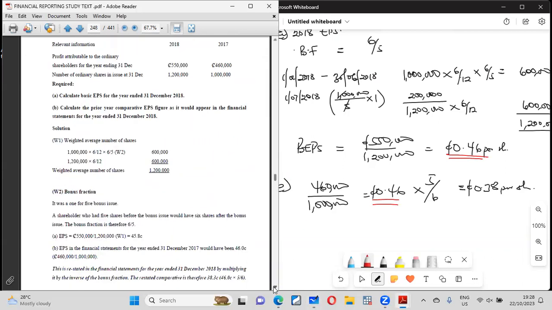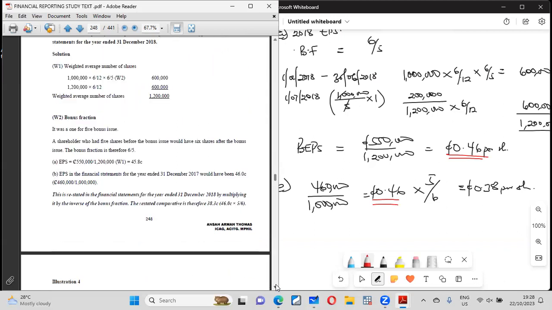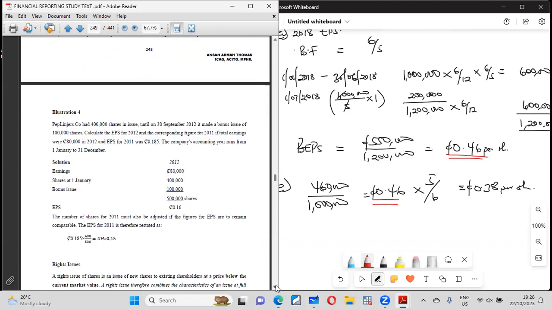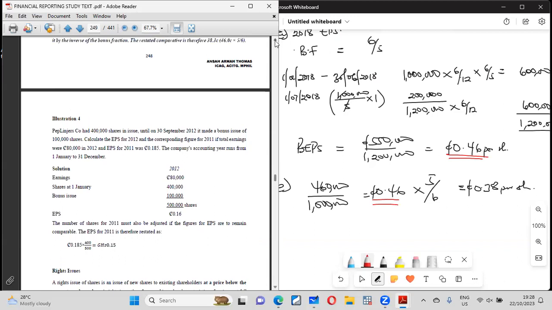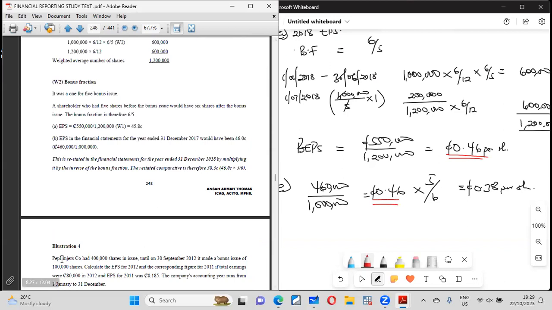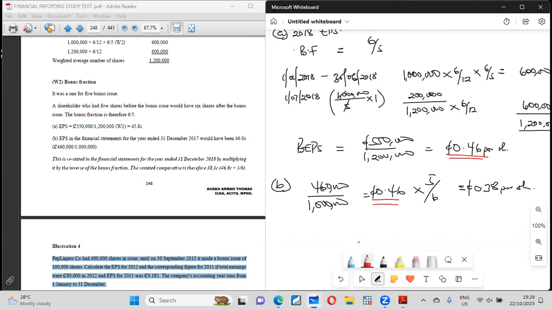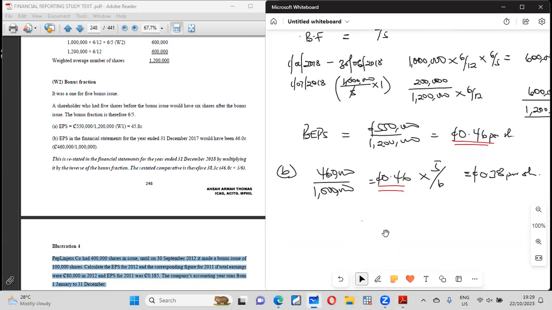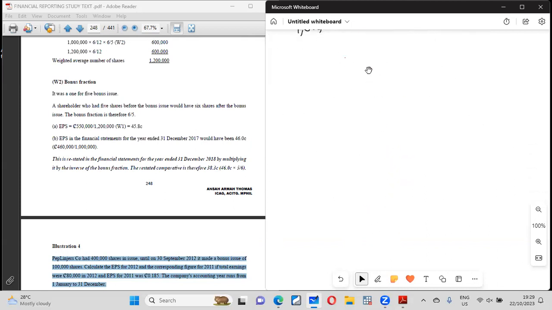So that is good work. Now, you are the ones going to do this for me. Everyone get to work, solve this illustration. What you are doing is you are calculating the earnings per share for the current year and also the comparative for the previous year. So that is your question. Start work.